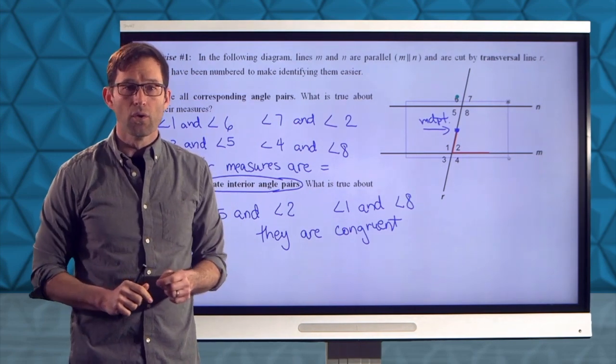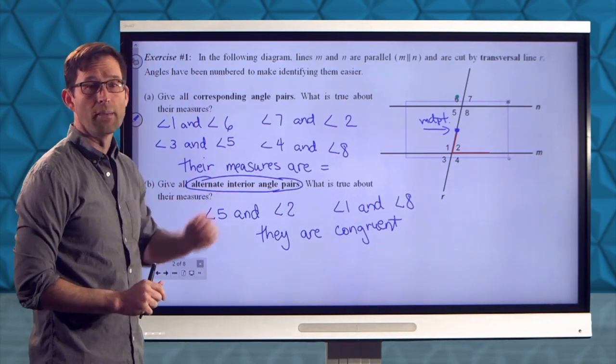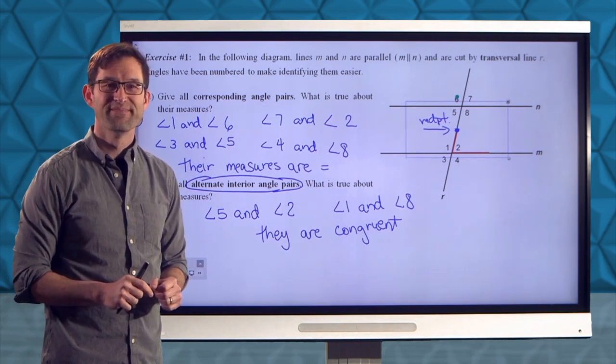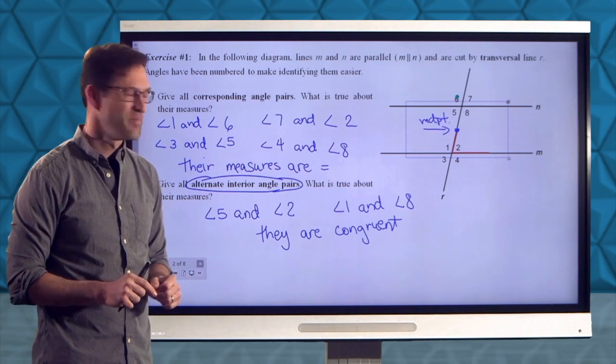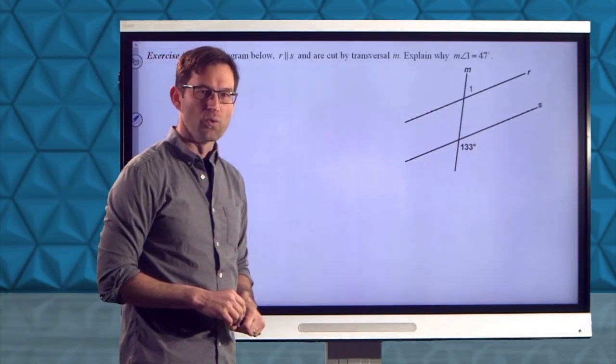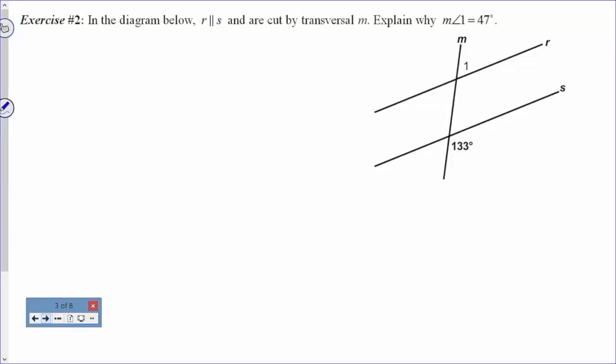So now what we want to do is use these two types of angle pairs to solve some problems and do some proofs. All right, so let's get into it. Exercise number 2. In the diagram below, R is parallel to S and are cut by transversal M. Explain why the measure of angle 1 must be equal to 47 degrees.